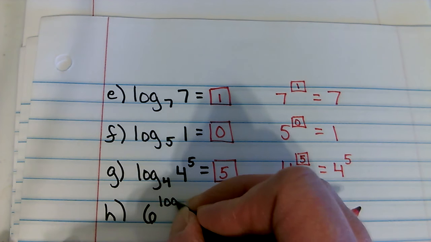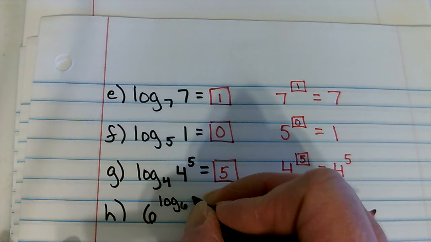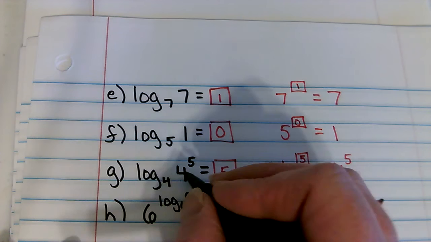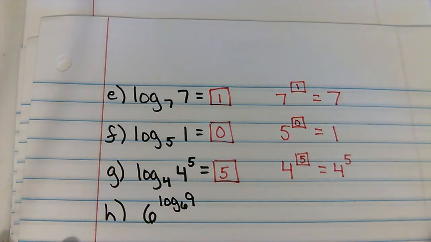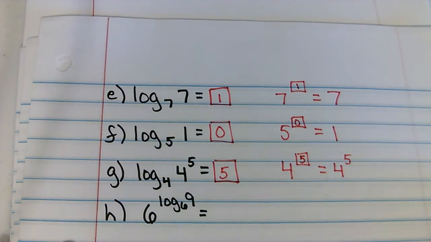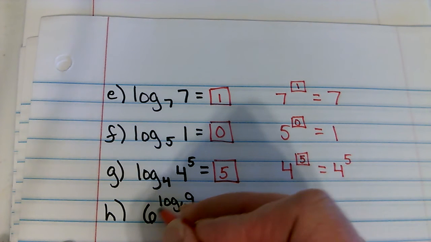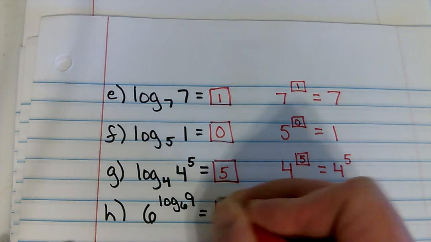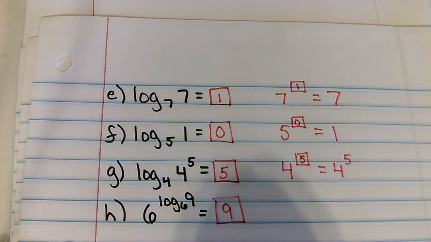Now using that rule, if I switched them around and had a 6 to the power of a log, what do you think is going to happen there? So here they canceled out and left me with the 5. Here, this part's going to cancel out and leave me with just the 9. So logarithms have some nifty properties.